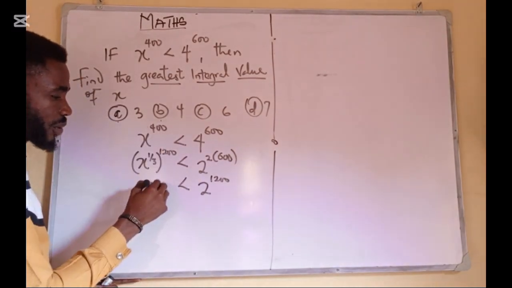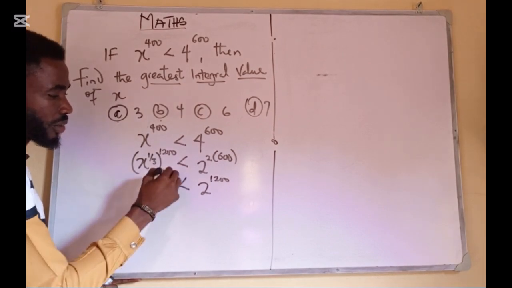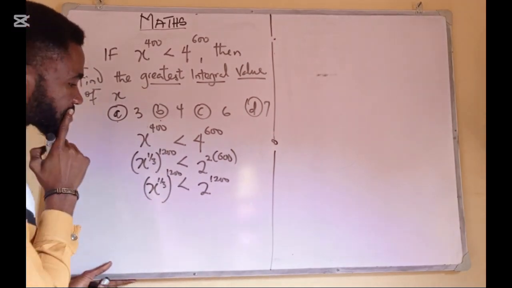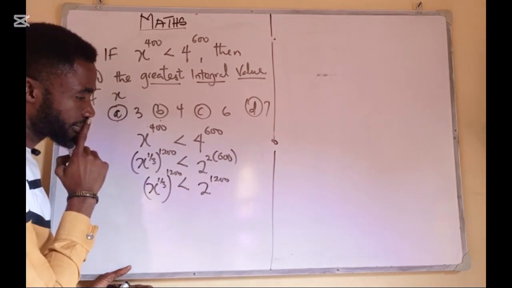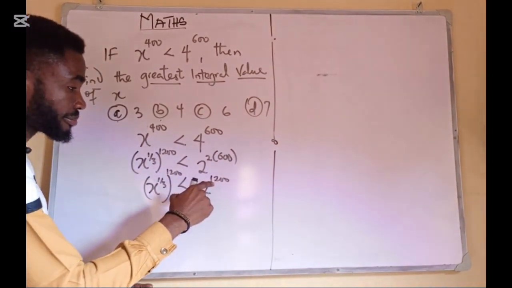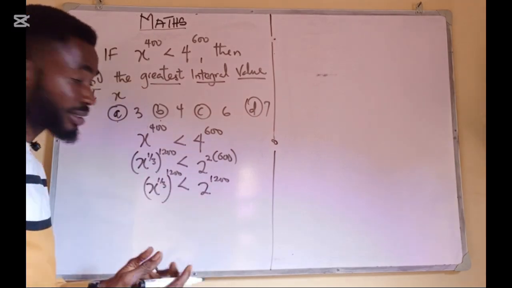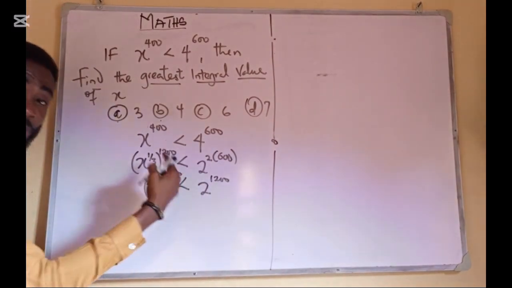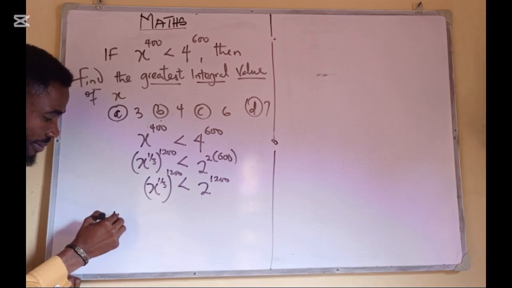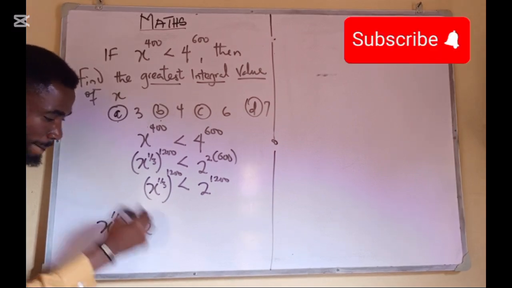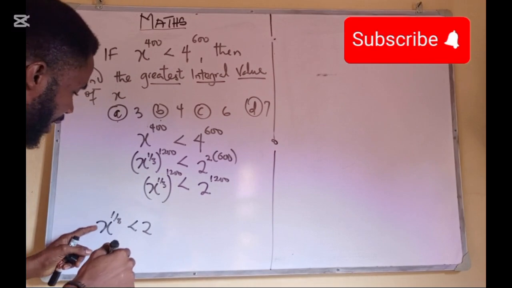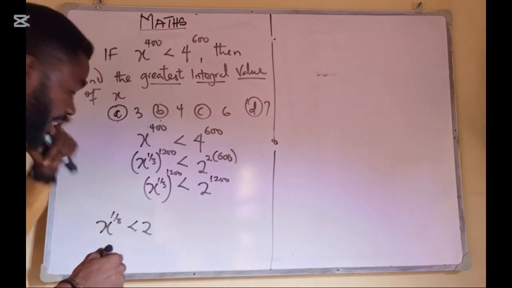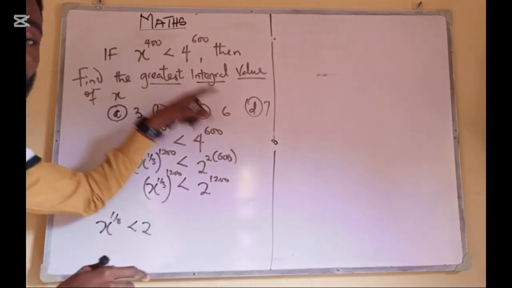So now I have x power 1 over 3 power 1200, isn't it? So by comparison, if you work very well, the exponents are the same. Now since the exponents are the same, by law of indices I can match the bases together. So let's go back to the bases because the exponents are the same. So I have x power 1 over 3 is less than 2. So what value of x here should we put to satisfy this very question? Remember, the question says the greatest integral value.